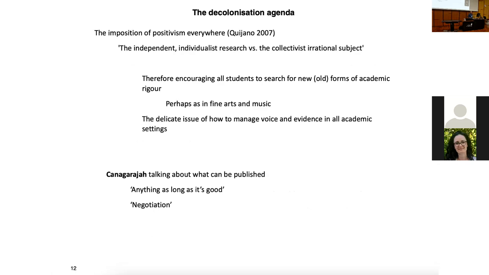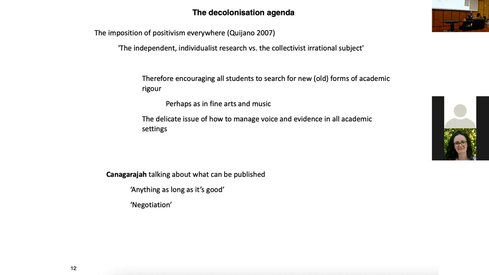So the decolonization agenda: imposition of positivism everywhere. We have to get rid of the idea of the independent individualist researcher versus a collectivist irrational subject. Encouraging all students to search for new, in fact, old forms of academic rigor, like fine arts and music.